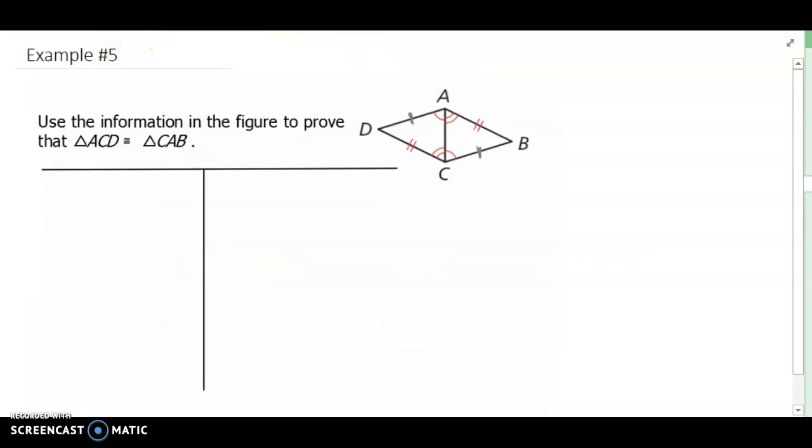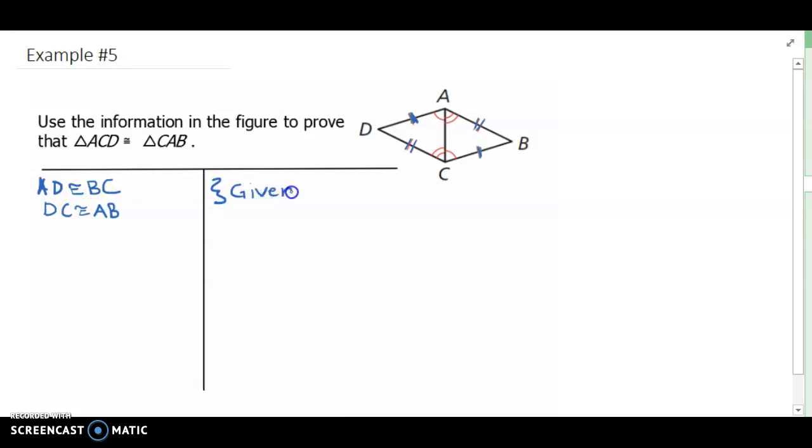All right, guys, let's look at example 5. Now, in example 5, we're trying to prove these two triangles are congruent. Okay, so I'm going to start with what I'm given. I'm given that AD and BC are congruent. So AD is congruent to BC. I'm also given that DC is congruent to AB. Okay, so those two are given.